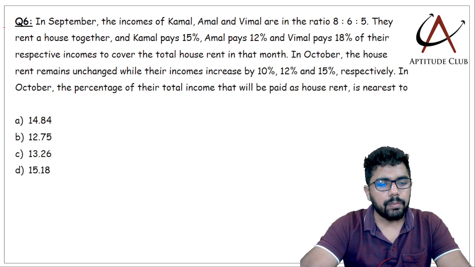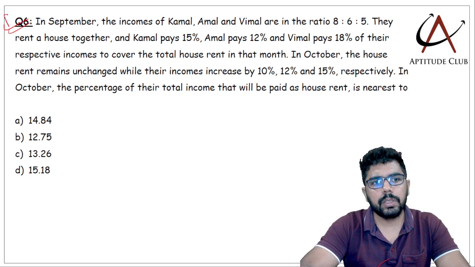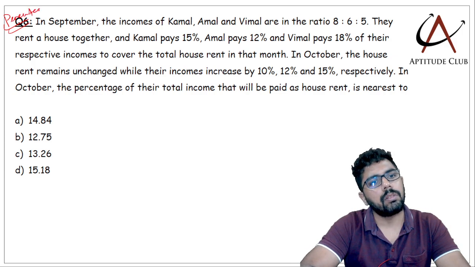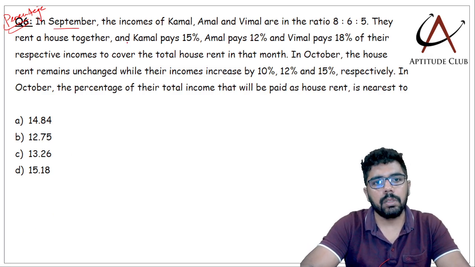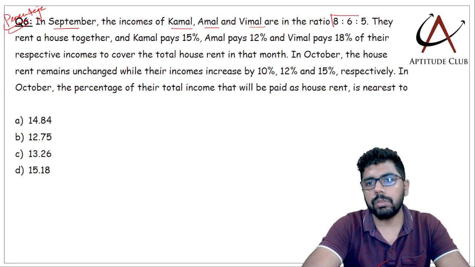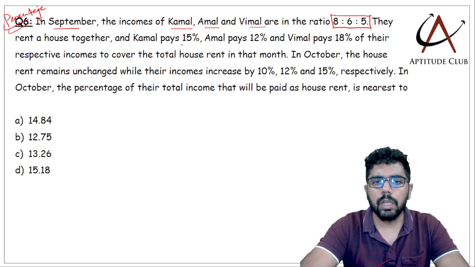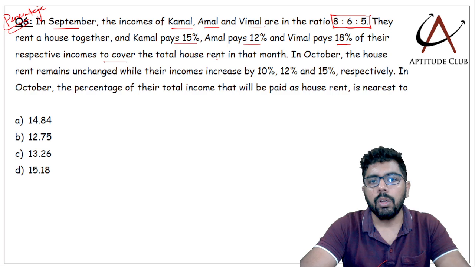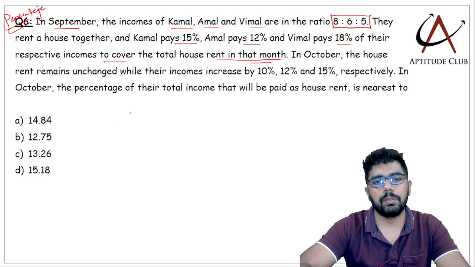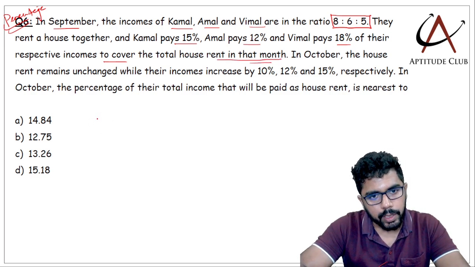Let's see this one. Now this is a percentage question, belongs to the area percentage. In September, incomes of Kamal, Amal and Bimal are in the ratio 8 is to 6 is to 5. They rent a house together and Kamal pays 15%, Amal pays 12% and Bimal pays 18% of their respective income to cover the total house rent in that month. So let's look at this. September.